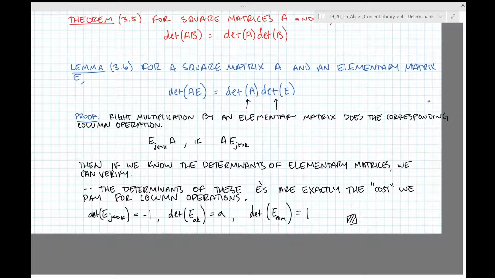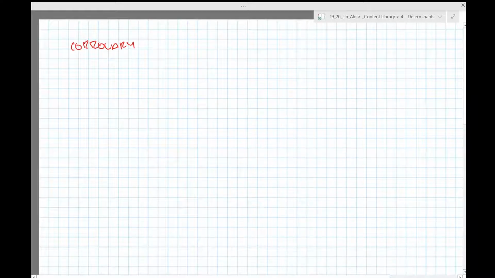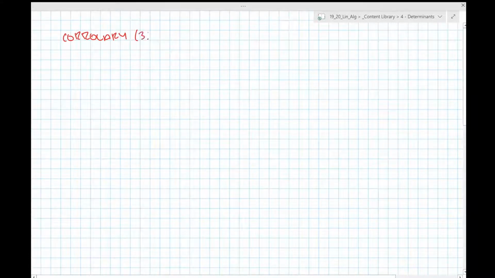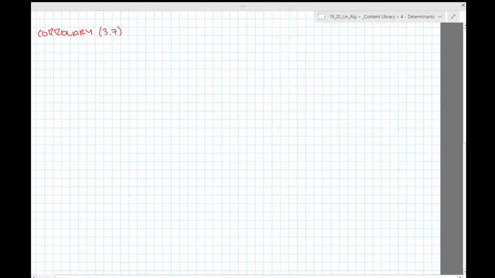And what we're going to do is play out some ramifications of this with a couple more theorems. Let's see. Okay, so now I've got a corollary, and I'm going to call it 3.7. Sure, why not? And this is going to immediately follow from the lemma that we just proved.